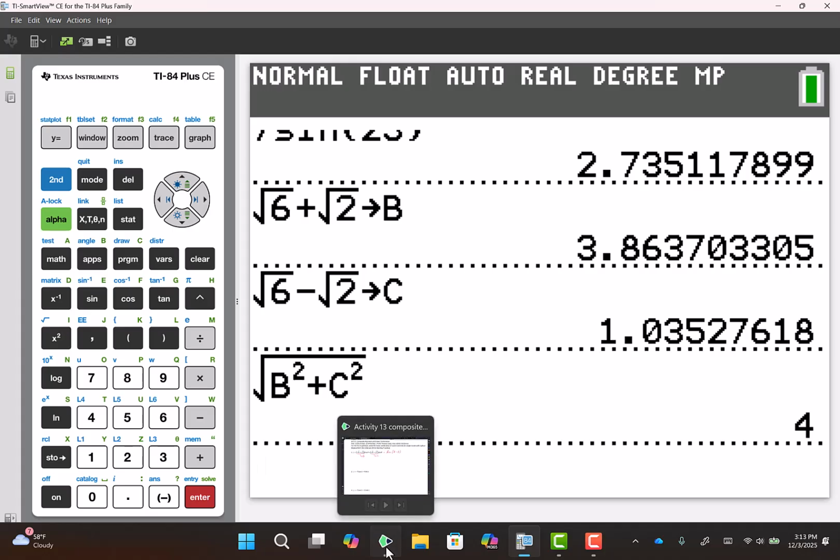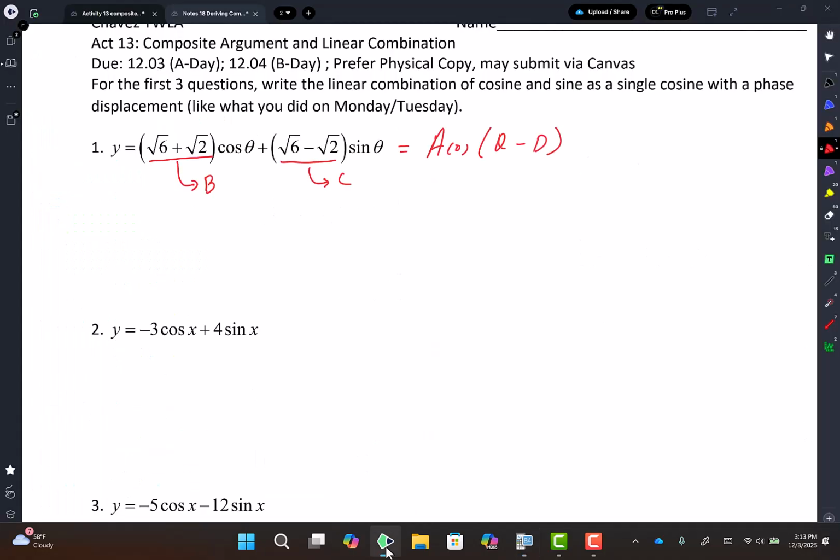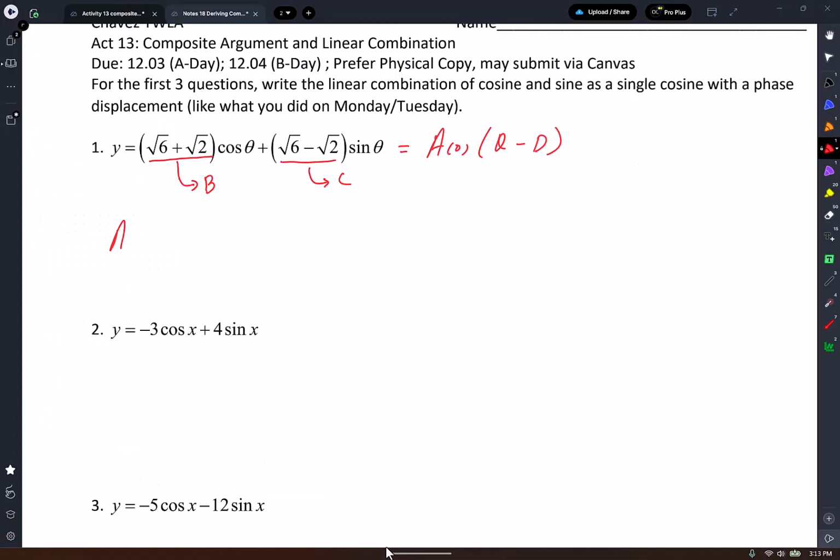No, don't be shocked. So I'm going to write A, which is the amplitude, this guy, is the square root of parentheses square root of 6 plus square root of 2, close it squared, plus square root of 6 minus square root of 2, close it squared, and we got a perfect 4. We still okay?